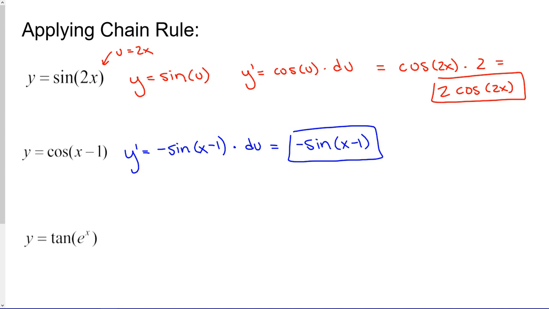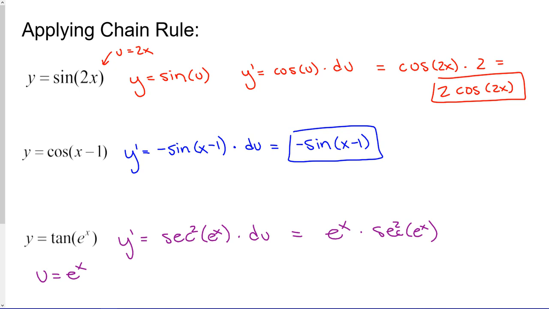Last one here, we're going to go ahead and get that y prime. Now the derivative of tangent of anything is going to be secant squared. We're going to keep our value of u to be e to the x, and then we need to multiply by the derivative of u. In this case, our u is e to the x, so our derivative here is going to be e to the x times secant squared e to the x. There we go. That's our derivative.